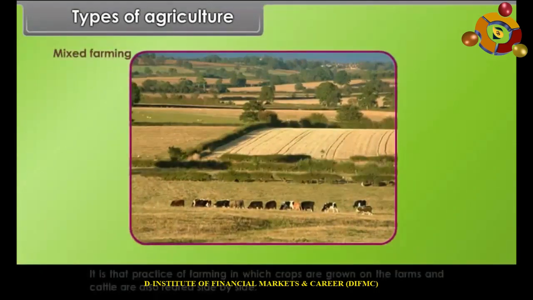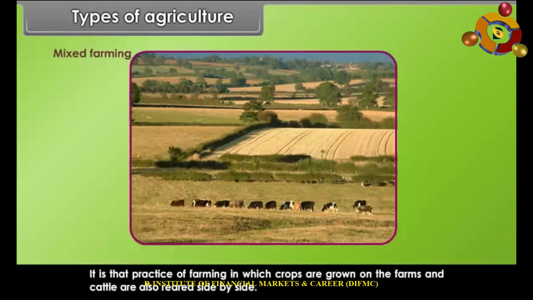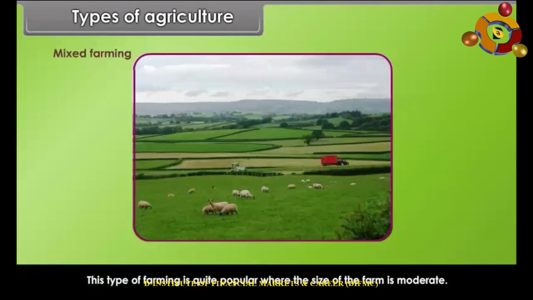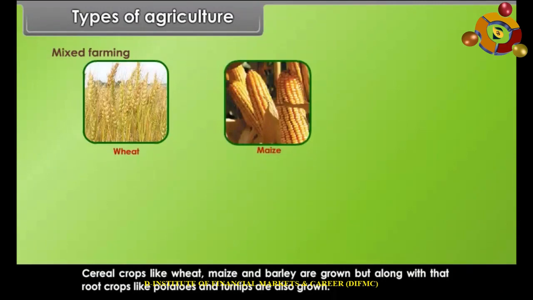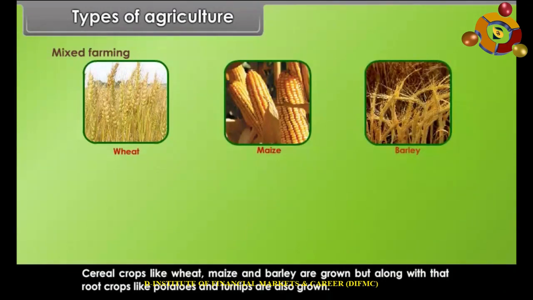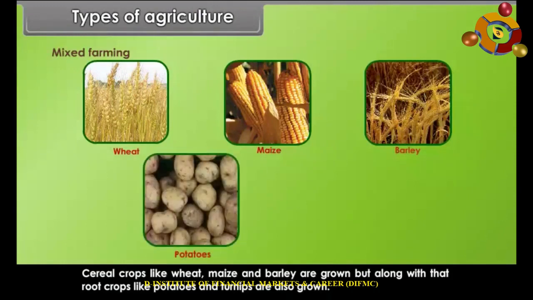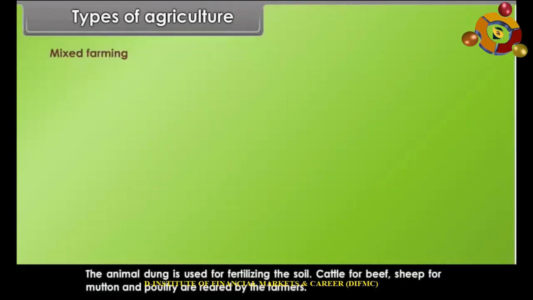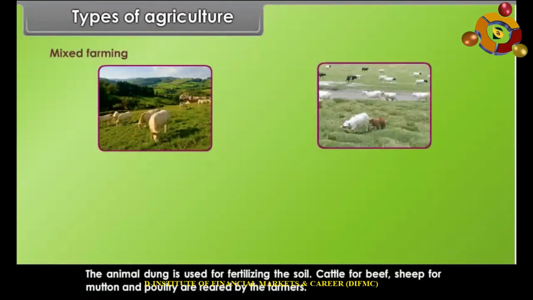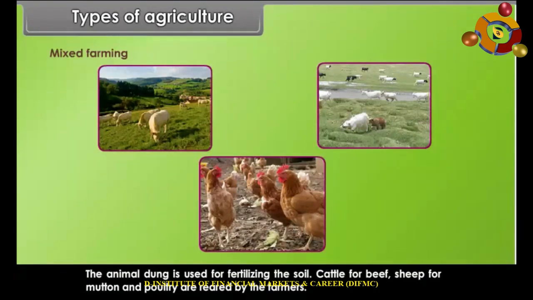Mixed farming. It is that practice of farming in which crops are grown on the farms and cattle are also reared side by side. This type of farming is quite popular where the size of the farm is moderate. Cereal crops like wheat, maize and barley are grown, but along with that, root crops like potatoes and turnips are also grown. The animal dung is used for fertilizing the soil, cattle for beef, sheep for mutton, and poultry are reared by the farmers.